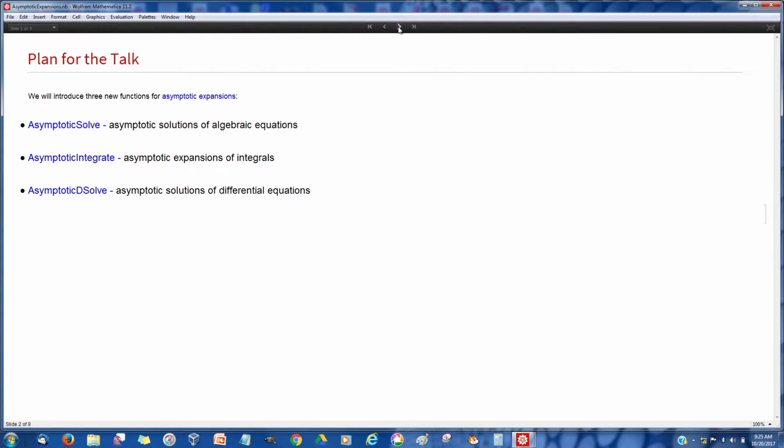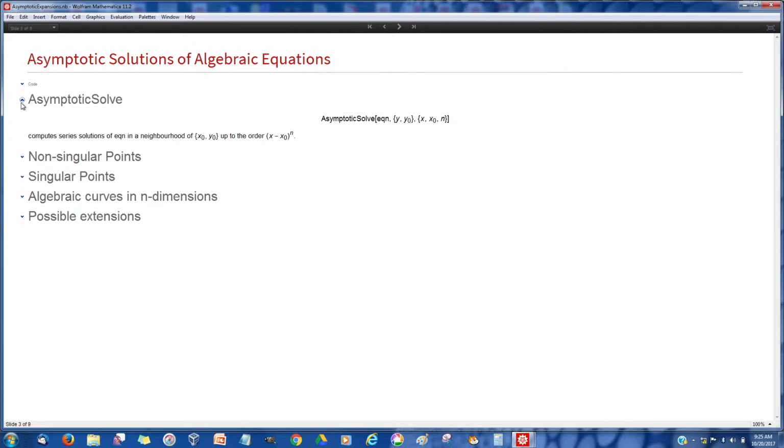Let me show you the function. It's a prototype function. The function takes an equation or a system of equations, the value of one variable or a set of variables, and the point. So {x, y} is a single solution point of this equation or system of equations. And we would like to get asymptotic expansions of y in terms of variable x to n terms.